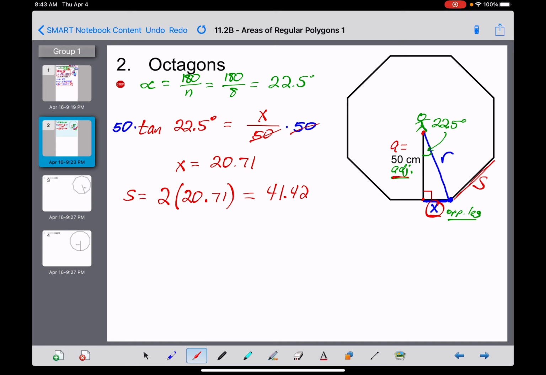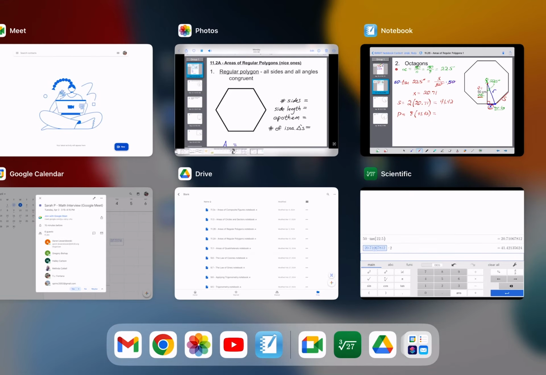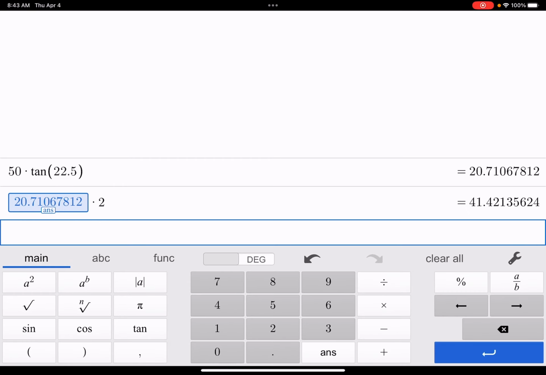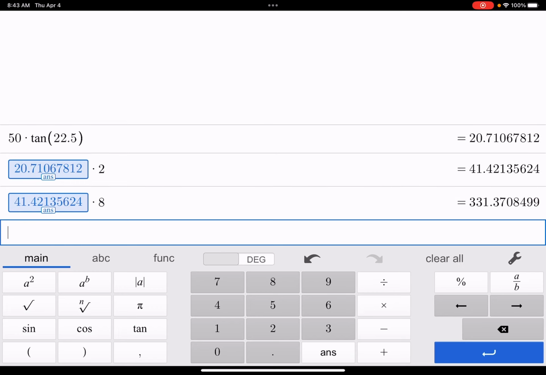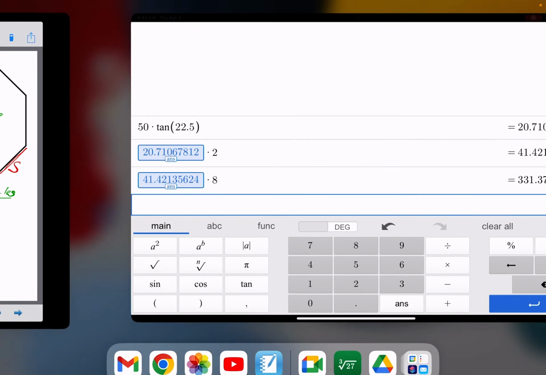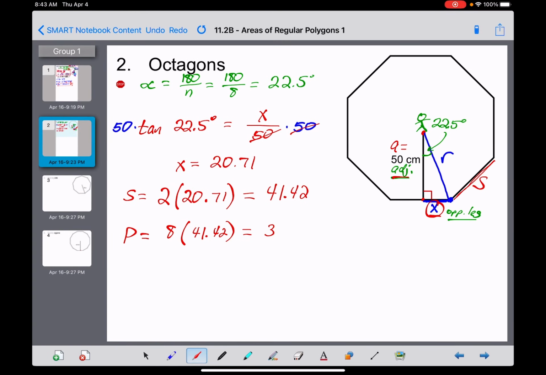Why did we find that? Because we now need to find perimeter. The total number of sides here is 8, and the length of each side is the 41.42 that we just came up with. So again, for you guys, all you need to do here is hit times 8. For me, I've got to hit this answer button first, times 8. But we should all get the same value for the perimeter now, rounded, of 331.37. So let's write that down on paper, 331.37.